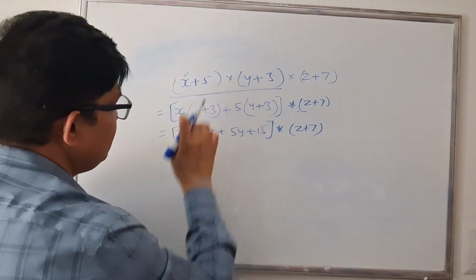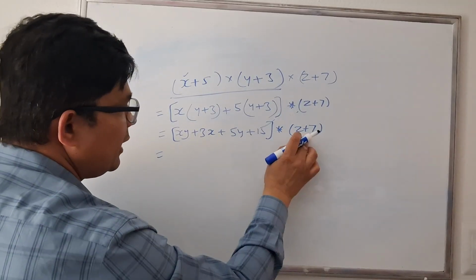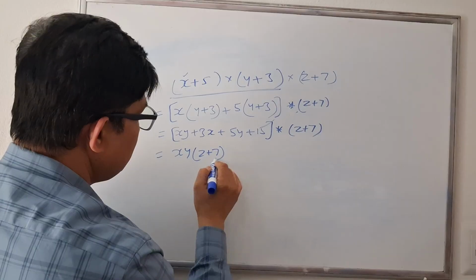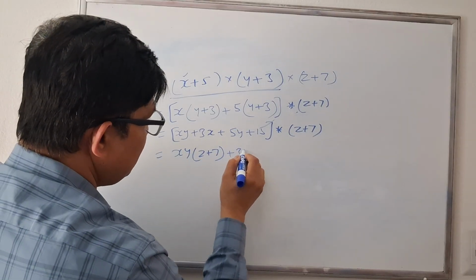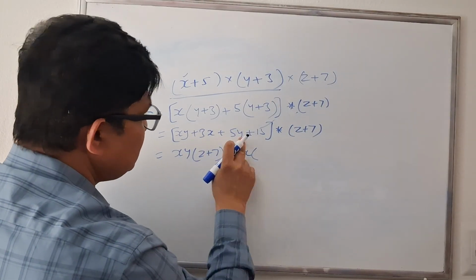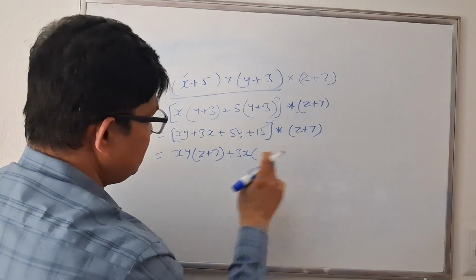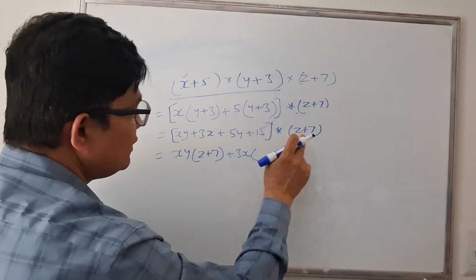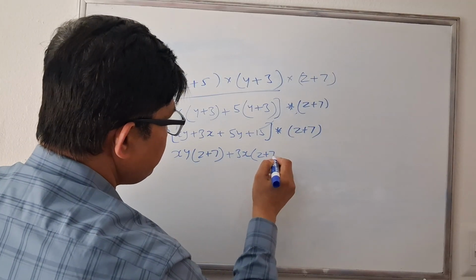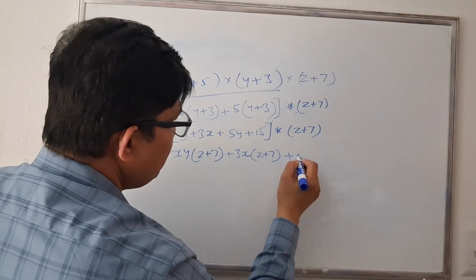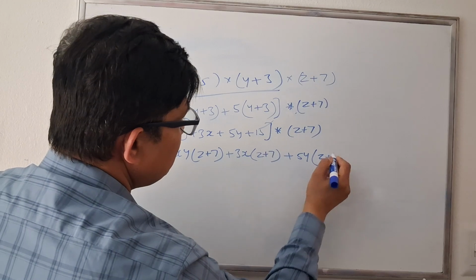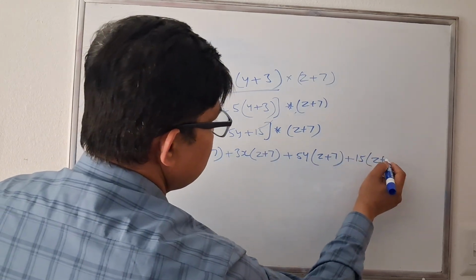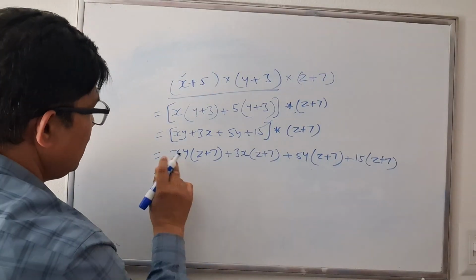Again apply the same concept. xy multiplied by z plus 7, then plus 3x multiplied by... each of these terms will be multiplied to this expression. That's what I am doing. So first xy multiplied by z plus 7, 3x times z plus 7, then next is 5y, 5y times z plus 7, then we have 15, 15 times z plus 7. Okay. So now solve it.